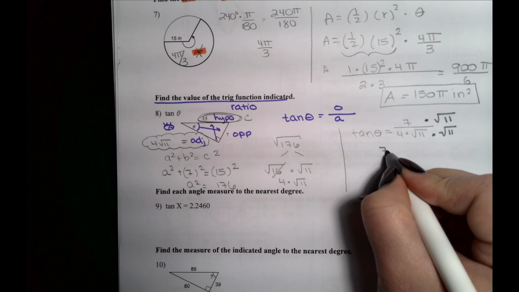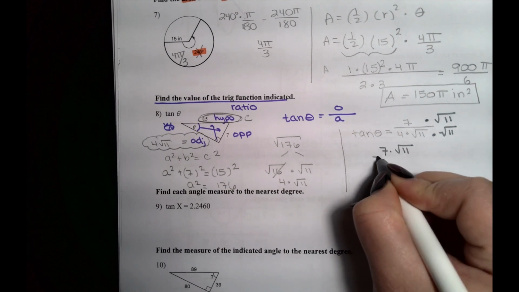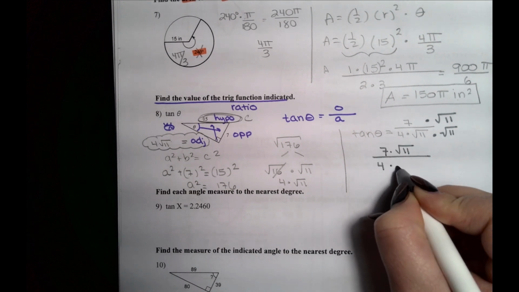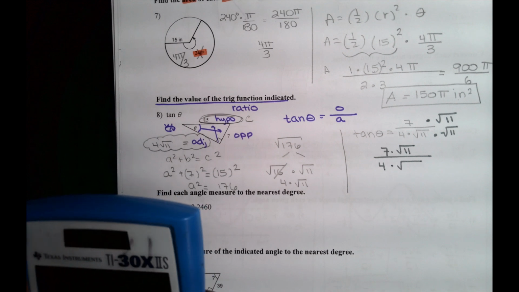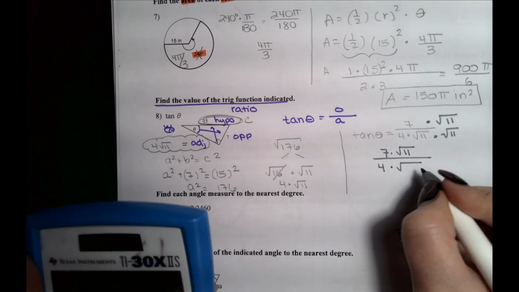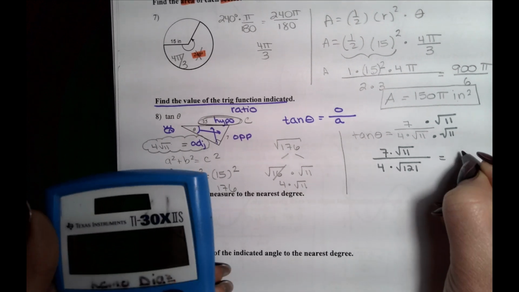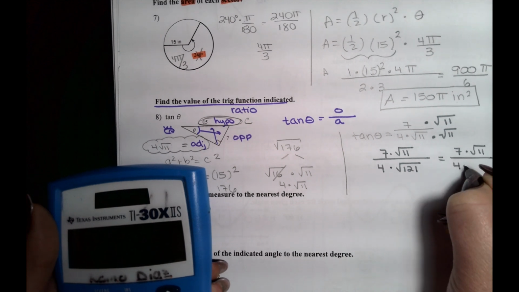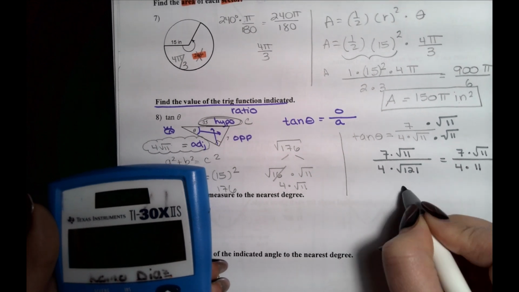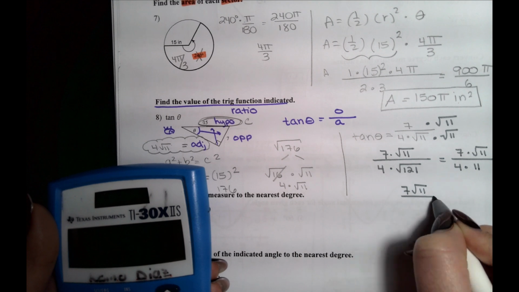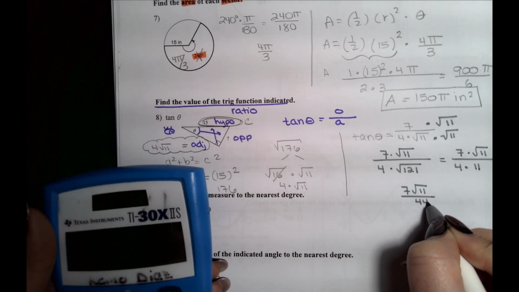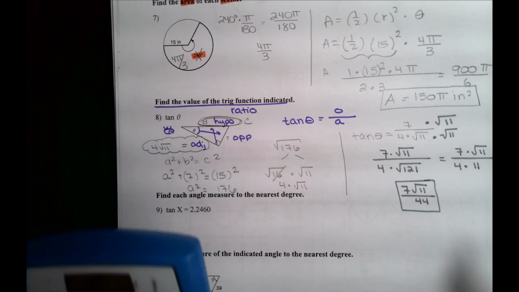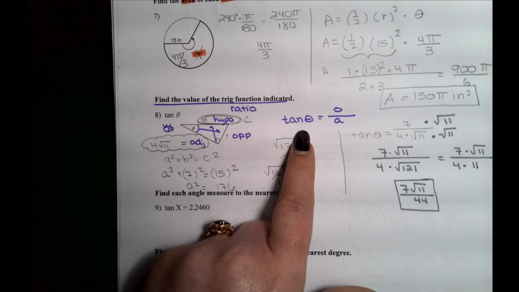So we have 7 times the square root of 11. We have 11 times 11, both of them inside a house, which is 121, which means I have 7 times the square root of 11, 4 times 11, and we end up getting 7 square root of 11 divided by 44. This is your answer for the ratio of tangent.